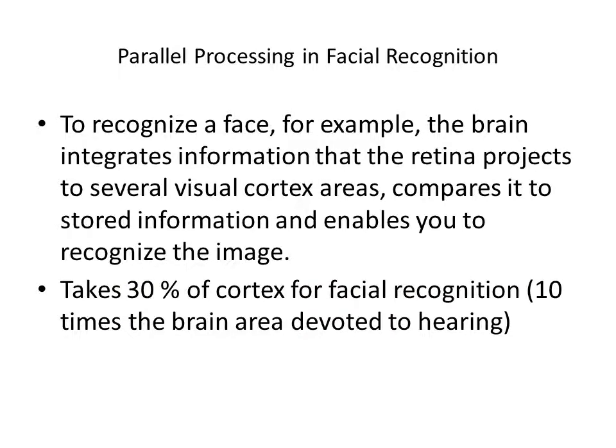Okay, so parallel processing and facial recognition. To recognize a face, for example, the brain integrates information that the retina projects to several visual cortex areas. Okay, we just saw that in the feature detection cells. All right, and it compares it to stored information that enables you to recognize the image, and it's using parallel processing to process a lot of things at once.